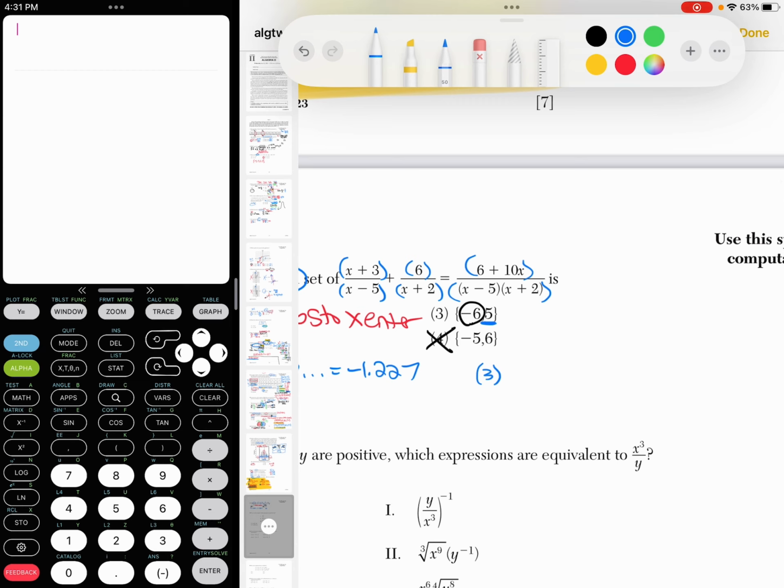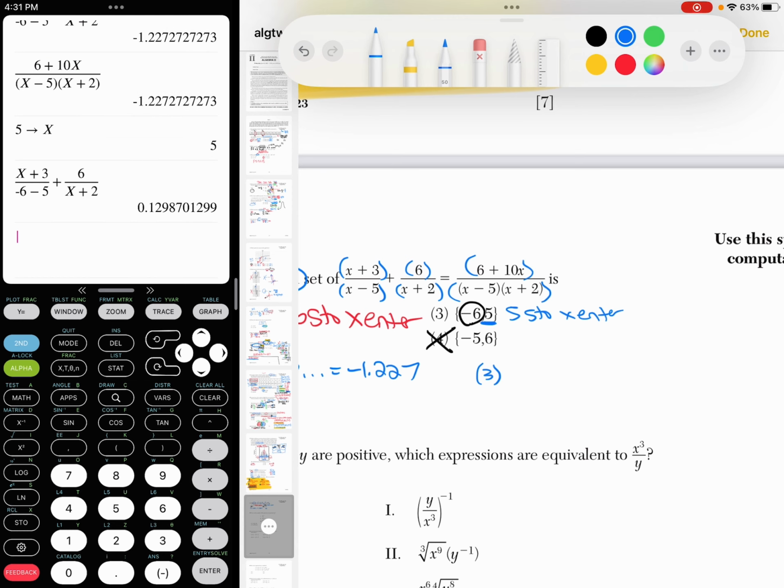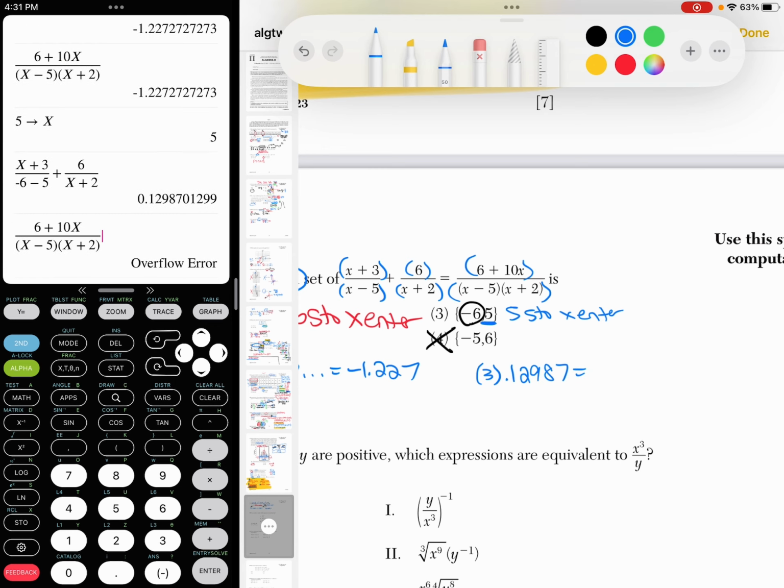So I'm going to go over here and do 5 stow x, enter. And then you guys know the copy and paste, hopefully. I'm going to go up and just copy this. To copy, you just scroll up and highlight. So I'm going to do it again. Scroll up, highlight. And when you're highlighted over it, press enter, enter. Overflow.